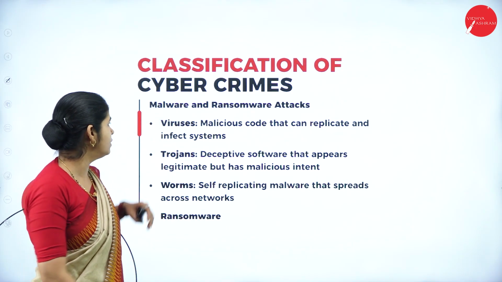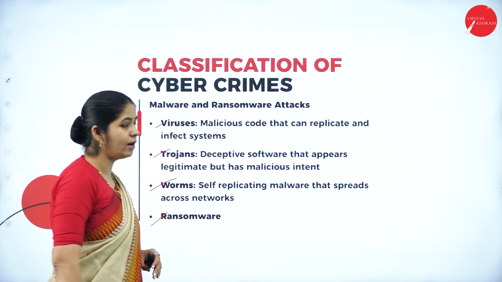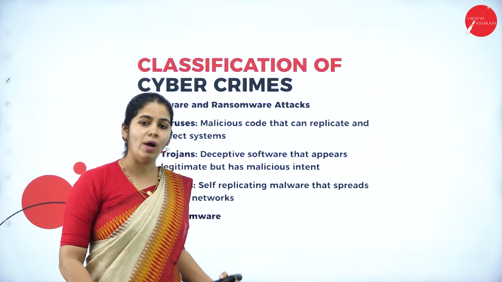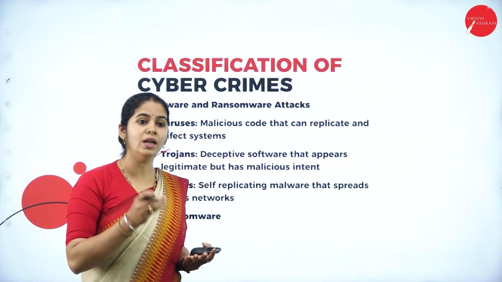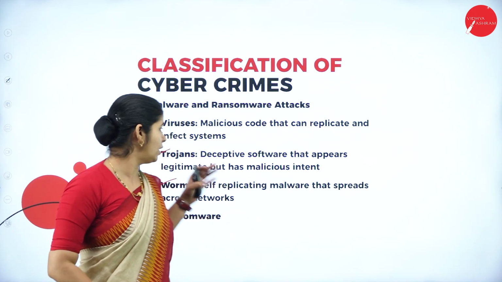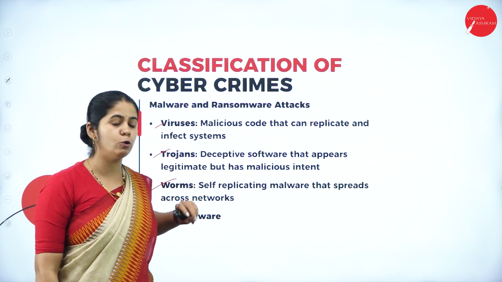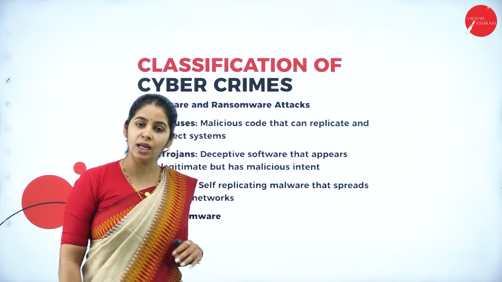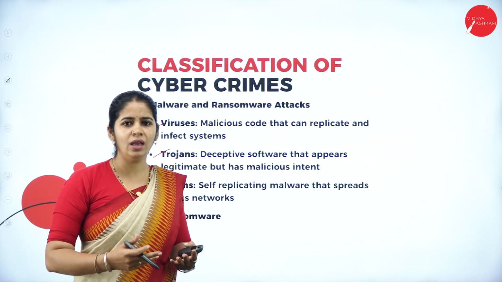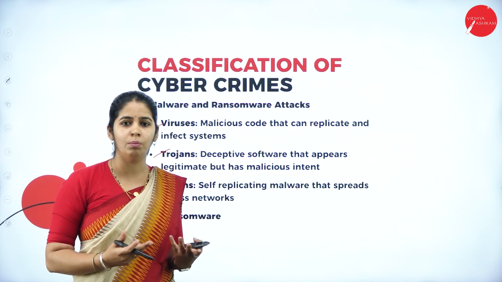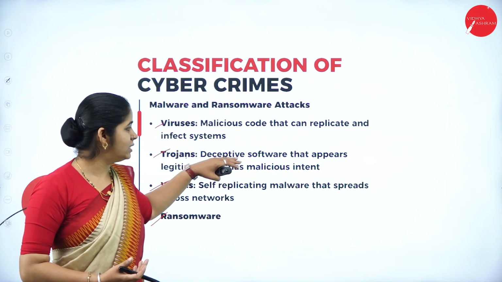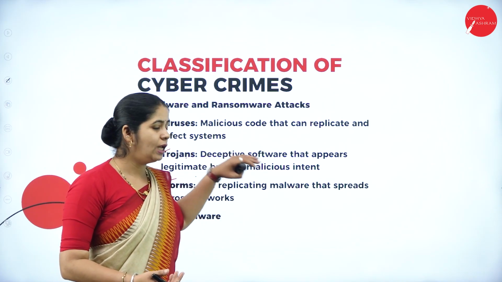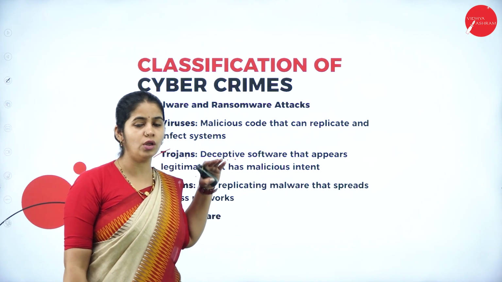So malware and ransomware include viruses, trojans, worms, and then ransomware. What is a virus? Malicious code that can replicate and infect the system. Once you have a virus in your system, it replicates itself and your system will be infected, so that the attacker can make use of it. Then trojans: defective software that appears legitimate but has malicious intentions. You think it's not creating any problem for me, why should I bother about that? You feel let it be. Nothing will happen, but it allows the attacker to access your credentials or your information.